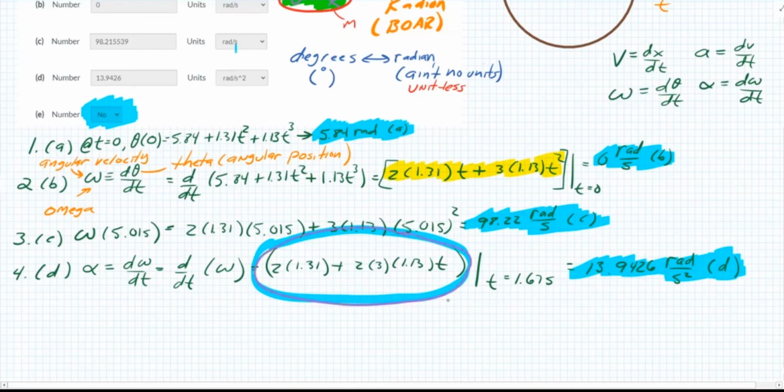Let me start over. You can see this means acceleration is variable. It varies as a function of time. If your acceleration expression has a variable in it, anything other than a constant, then that means it's variable. This means acceleration is variable or varies. It's not constant. So the answer is no.